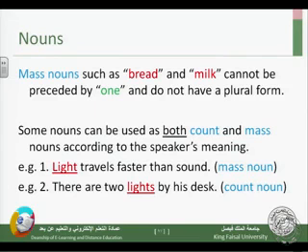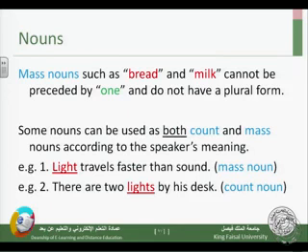So some nouns can be used as both count and mass. So a noun doesn't have to be count or mass. Some can be used as both count and mass, depending on the speaker's meaning. So let's look at the first example here. Light travels faster than sound. Light in this sentence is a mass noun. We're talking about light as a mass noun.